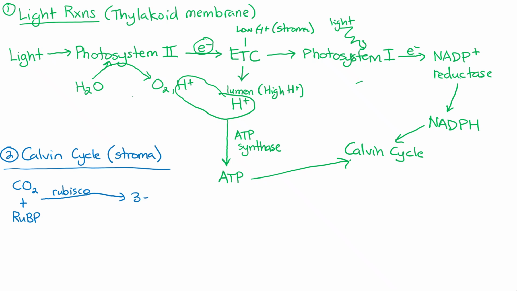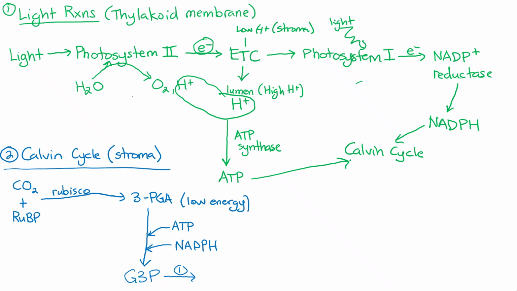This creates 3-PGA, a low energy 3-carbon molecule. That low energy 3-carbon molecule will then be energized in the next step to turn into G3P. It gets energized by ATP from the light reactions. It gets energized by NADPH from the light reactions.